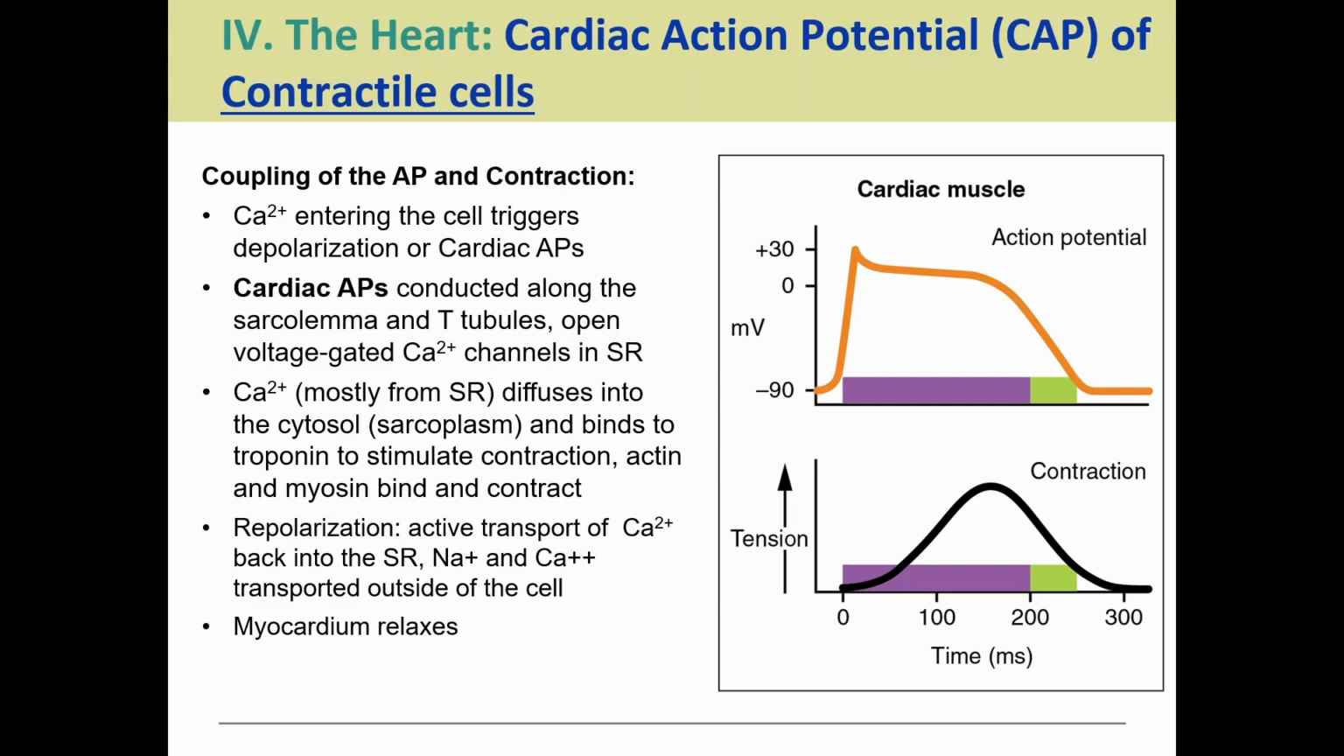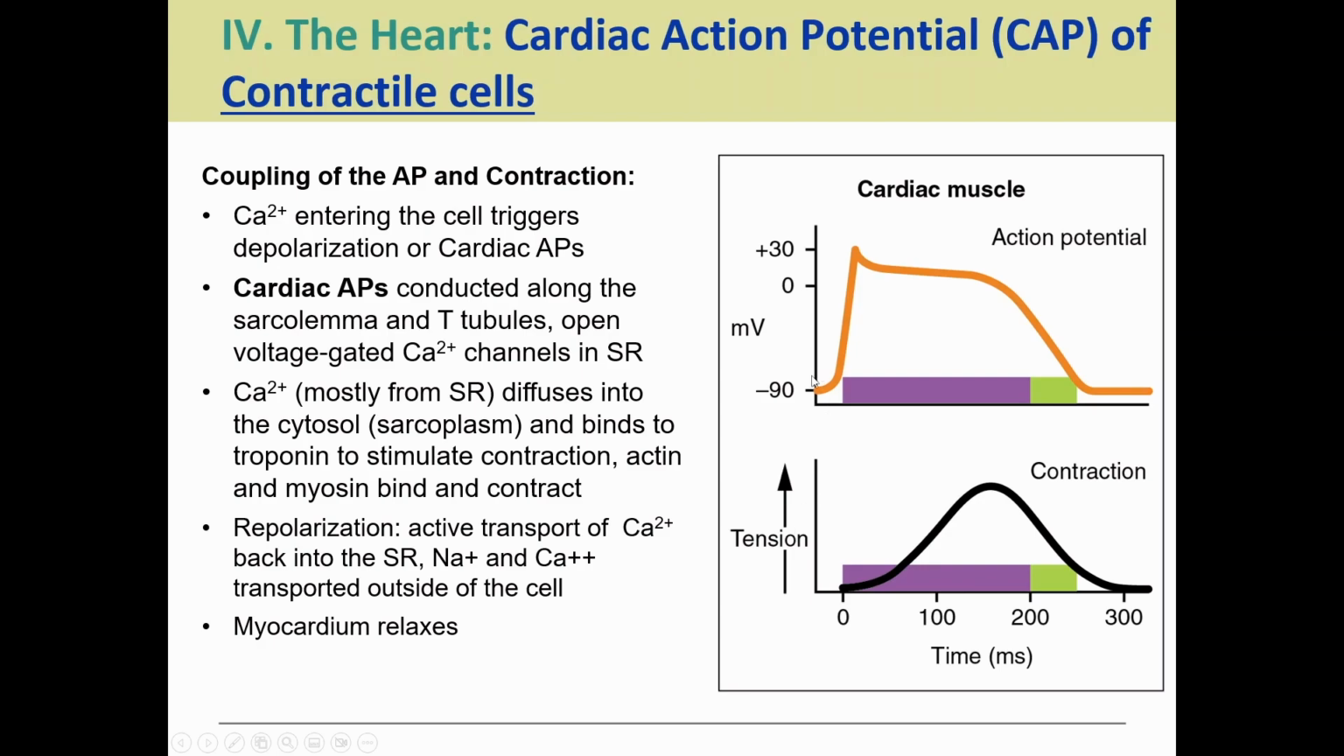That's going to then bind to the troponin, causing the actin and myosin to combine and contract, just like what we talked about with the sarcomeres. And then we move the calcium back into the SR, and then sodium and calcium are pumped back out. Since we pump those positively charged components out, we get back to negative, and so we go back down. And this is going to allow relaxation.